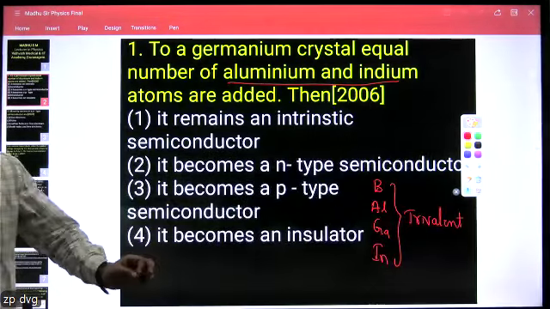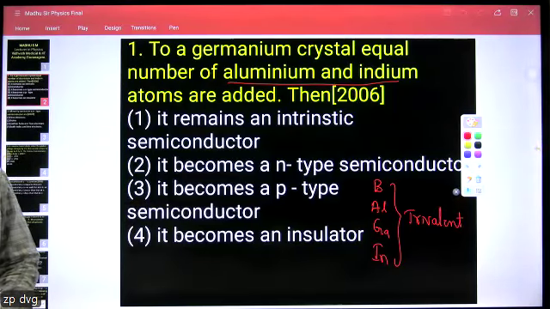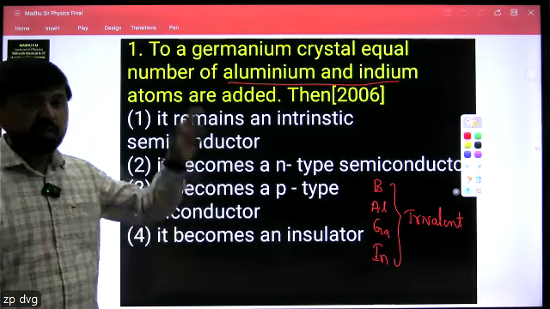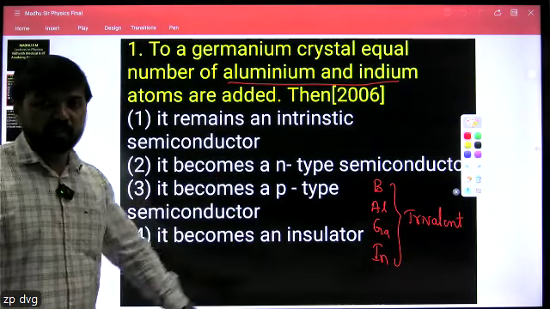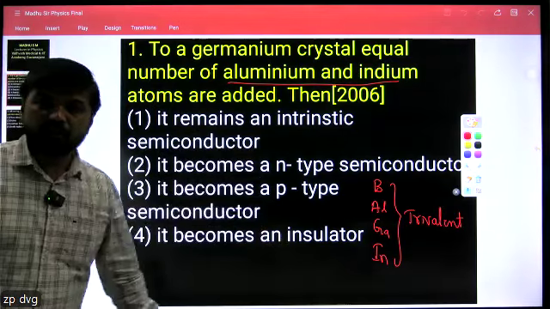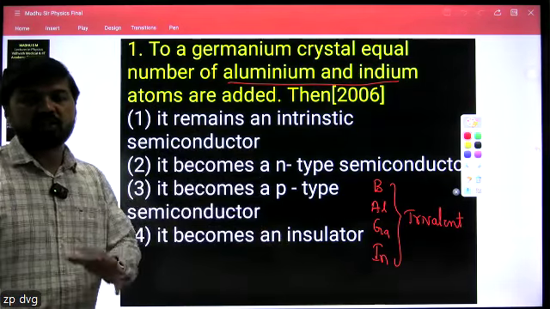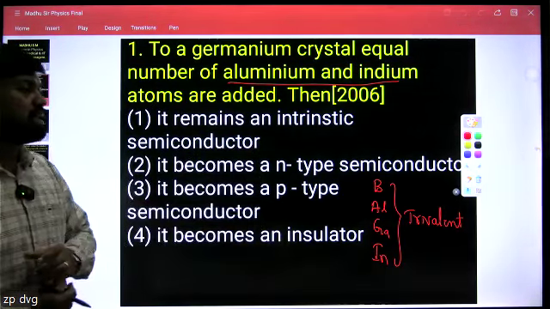When trivalent impurity atoms are added to the intrinsic semiconductor, we are going to get extrinsic p-type semiconductor. In a p-type semiconductor, what are the majority charge carriers? Holes. Holes are the majority charge carriers. Electrons are the minority charge carriers.